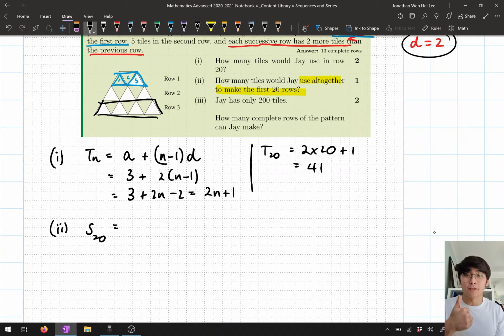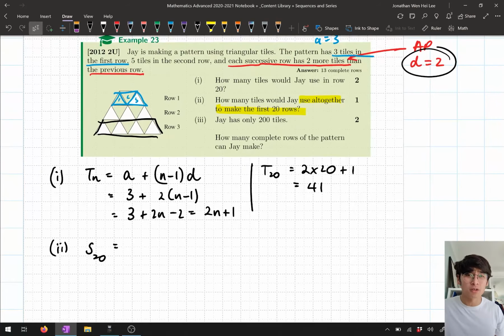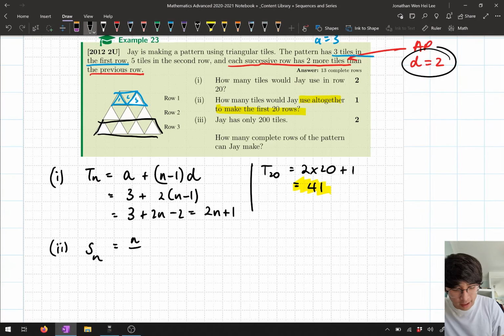Now this one is actually going to be quite easy for us because we already know n. We know that we're adding together the first 20 rows. And if you have a look at the question, we've actually found one of the parts that's going to help me. In both of the formulas, we need a starting term, which we already have, A. But the other thing that we've also found is how many tiles are in the last row. We found from the first part that there's going to be 41 tiles. And so here, I'm going to use the Sn formula.